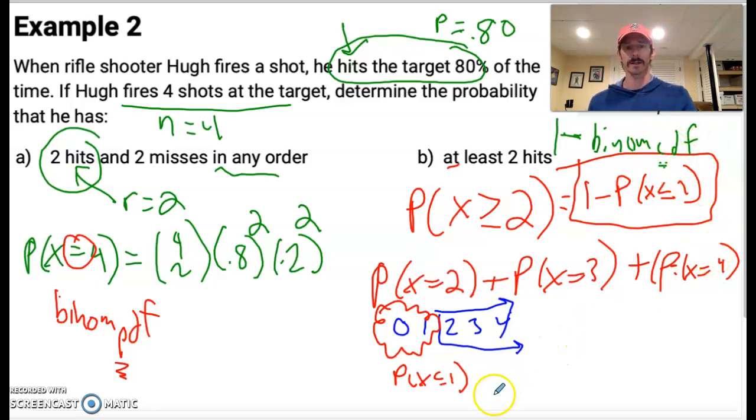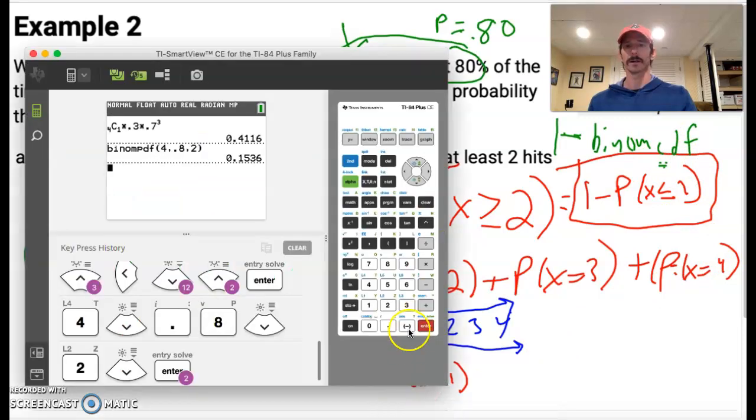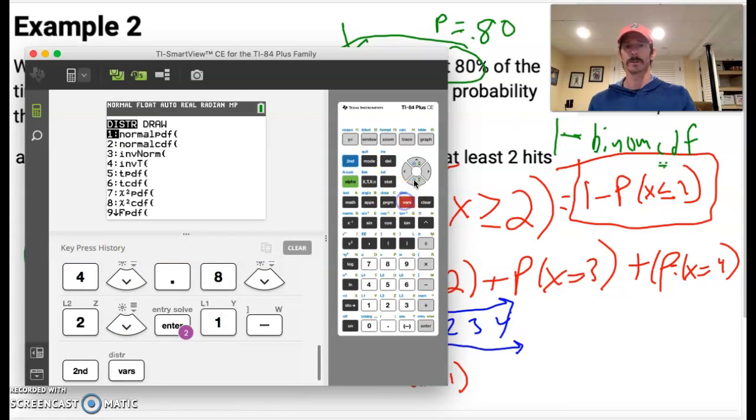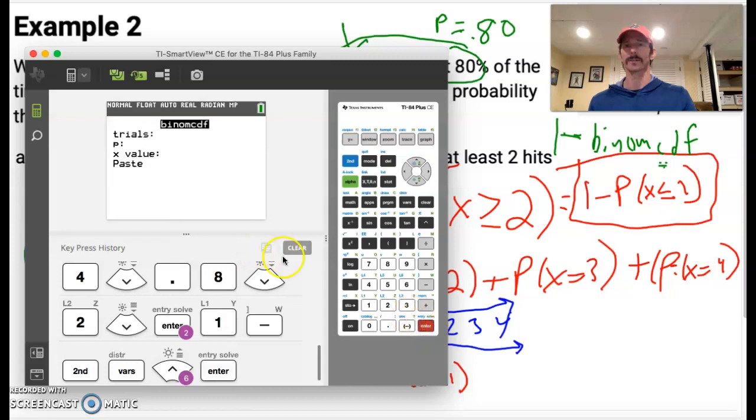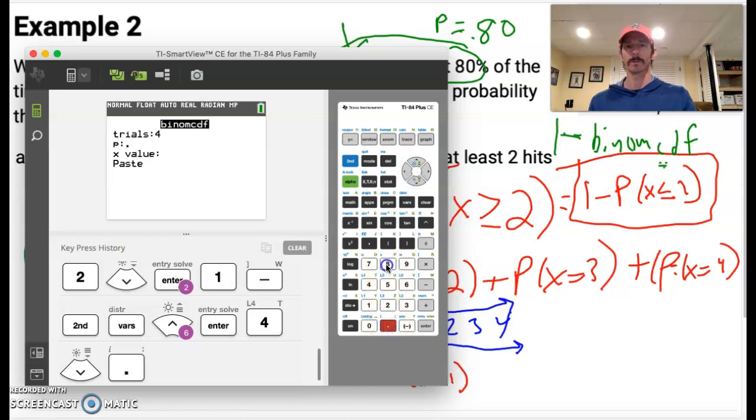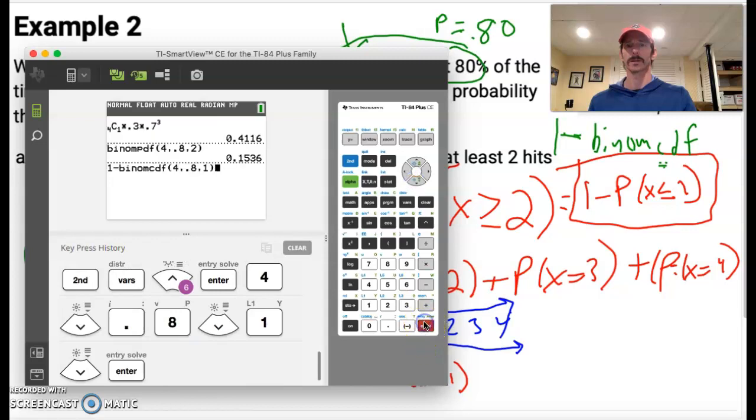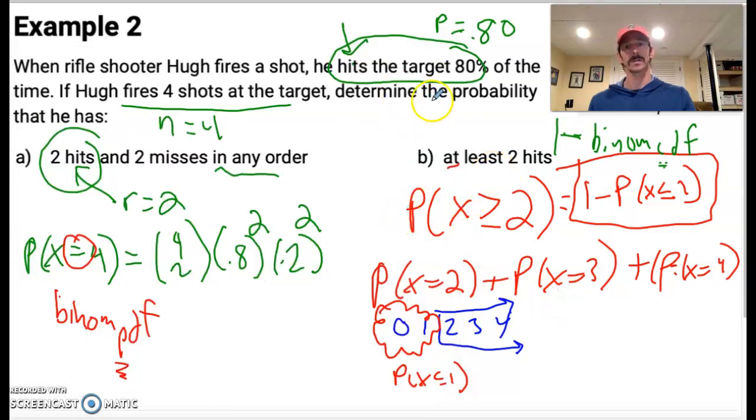So if I go back to my calculator, I can go 1 minus, and I'm going to pull up vars, and I'm going to again go to binom, but now I'm going to choose CDF because I'm less than or equal to. I believe I still have 4, right? And he's still 0.80, but I want to be less than or equal to 1. And I paste that in there, and I calculate it, and I get 97.28. So it's a 97% chance that he would hit at least twice, which makes sense because he's pretty good.